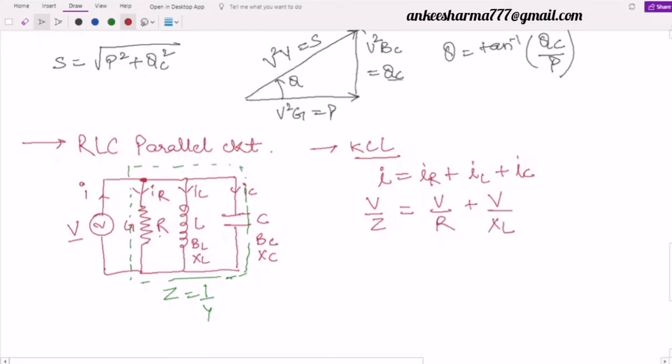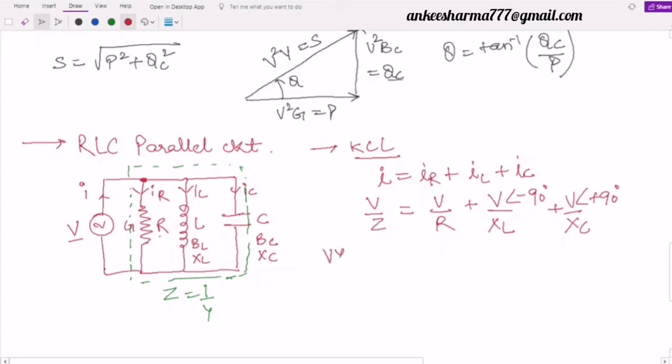What is the phase difference between these two? In the case of the inductor, does the current lead or lag the voltage? The current lags the voltage, so I will write here minus 90 because I am finding IL. So it means the current is lagging the voltage. That's why I have used minus 90. Plus V by XC, but in the case of the capacitor, the current leads the voltage, so I will use here plus 90. Simple.